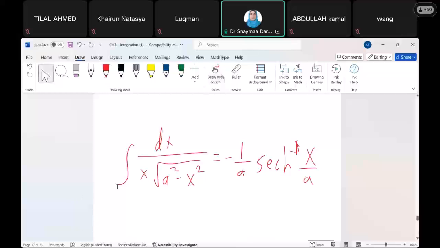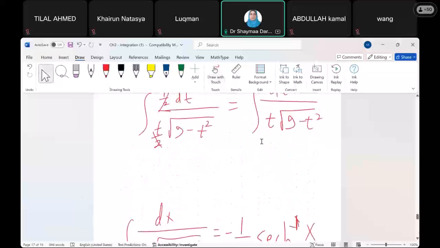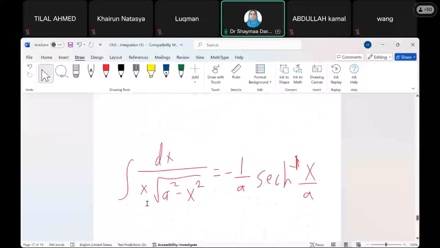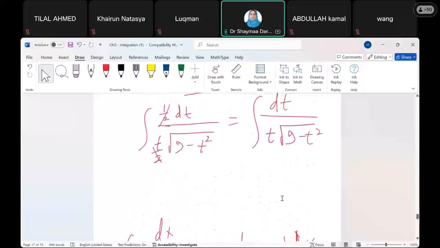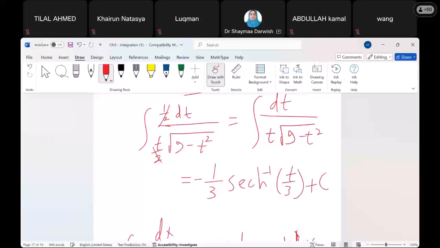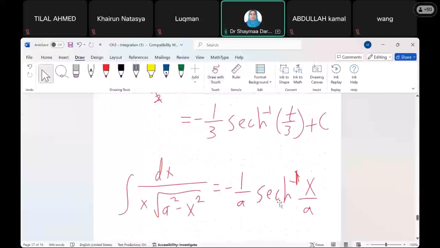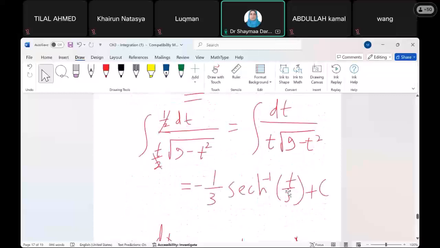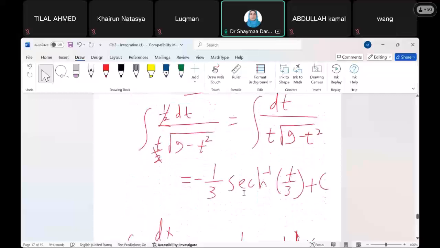So I will use this one here, because here I have t squared, 9 minus t squared, same like this one. So a squared is 9, so a is 3. So based on the formula, this is minus 1 over 3 sec inverse t over 3 plus constant. Minus 1 over 3 sec inverse t over 3. So this is the answer of our question.